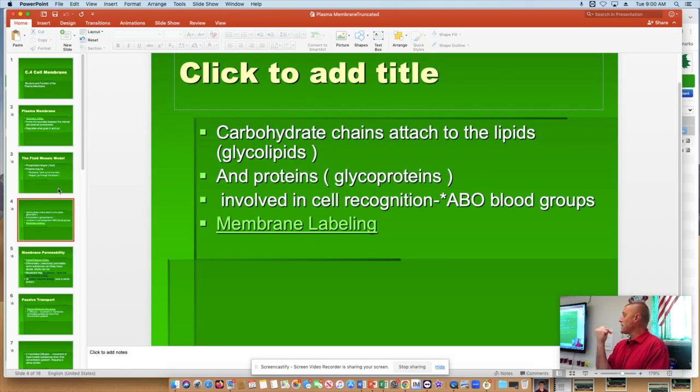Because remember, O doesn't have anything. So that's why we say O is the universal donor, because it looks like this. Is anyone's blood going to recognize this as foreign? Well, no, because it doesn't have anything to recognize. Okay? If I'm type AB, I have this. So look, guys, if I already have this one and this one, I could get this one, or this one, or this one, or this one, because I already have all of those things.